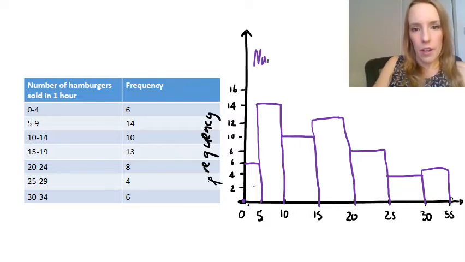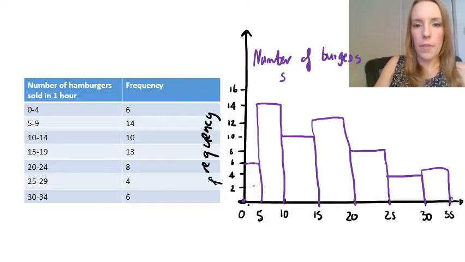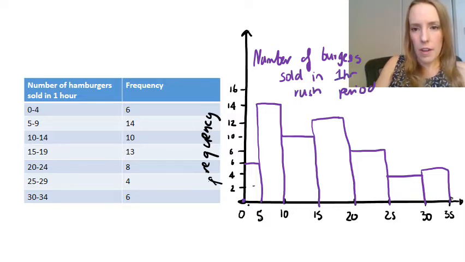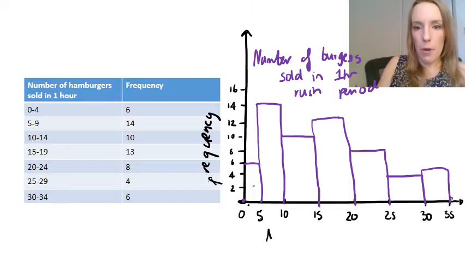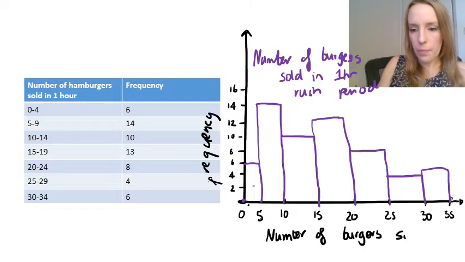So, number of burgers sold in 1 hour rush period. And we would call this on our x-axis, which is our different groups, that's the number of hamburgers. Number of burgers sold. Excellent.